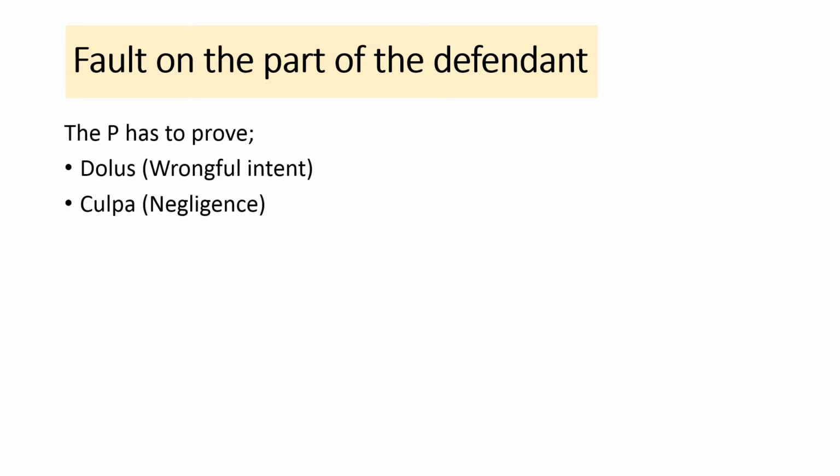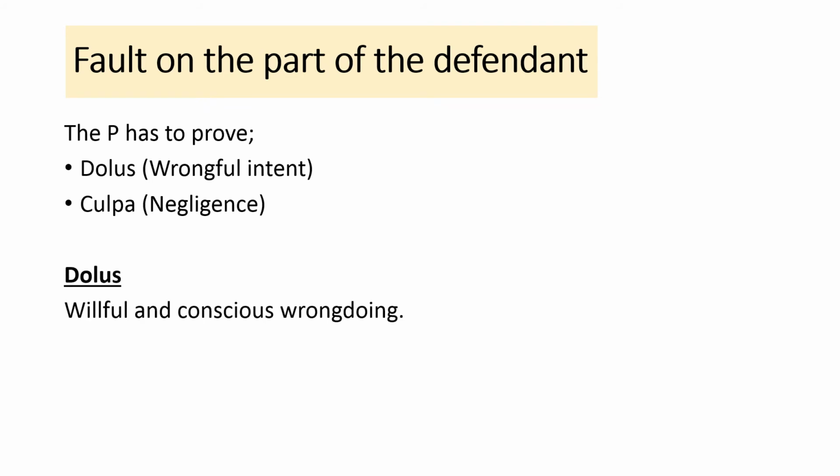The third element to be proved by the plaintiff is fault on the part of the defendant. To prove fault, the plaintiff has to prove two things, namely dolus and culpa. We will be discussing in detail about dolus and culpa in later lessons, but for now we will have a brief understanding as to what is dolus and culpa and what the plaintiff has to prove.